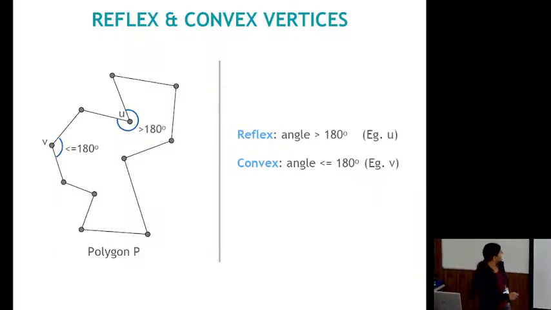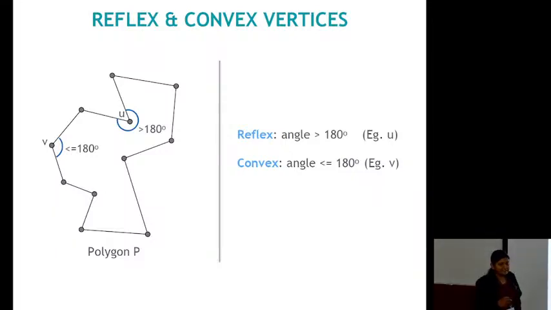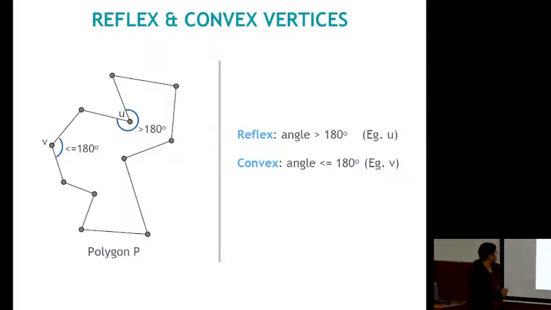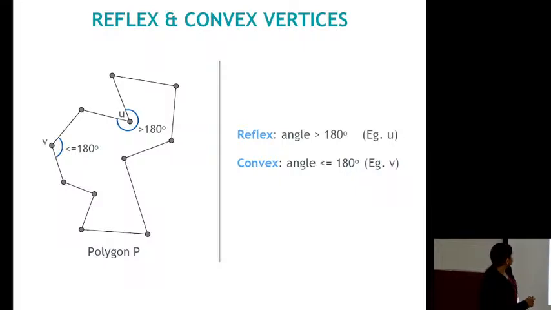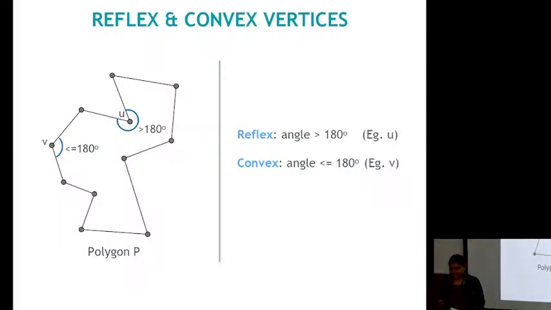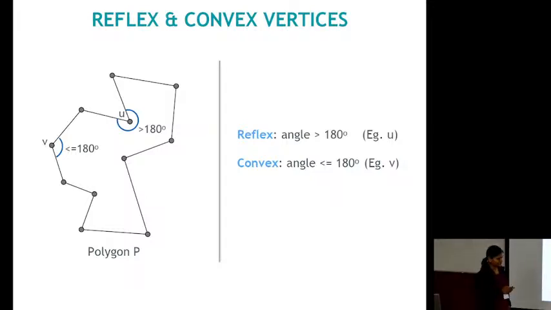A vertex in the polygon is a corner point, using which you specify the polygon. Okay? The points using which you specify the polygon are what I call the vertices of the polygon. And I say that a vertex is a reflex vertex of the polygon if the interior angle at this vertex is strictly more than 180 degrees, and otherwise it's a convex vertex.